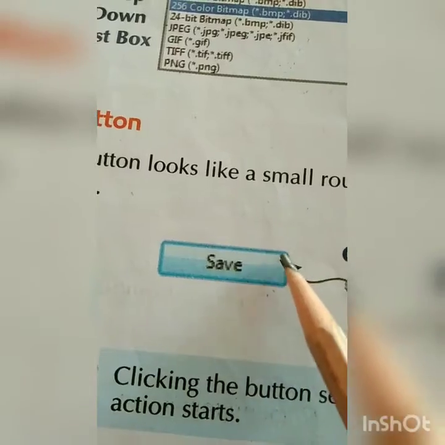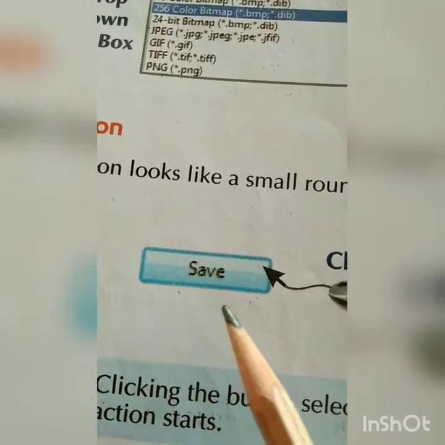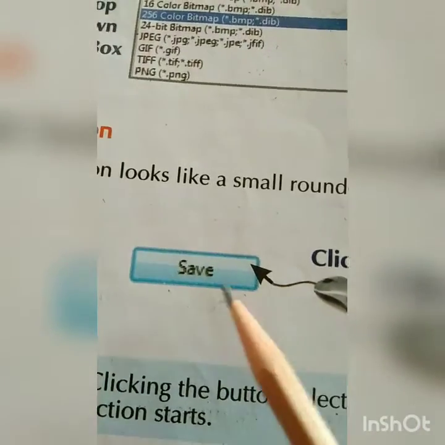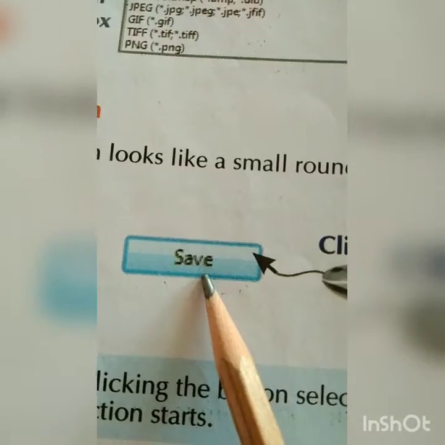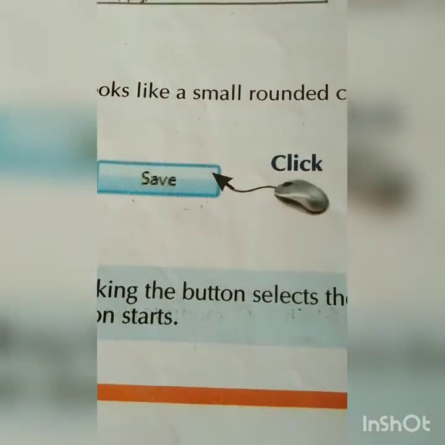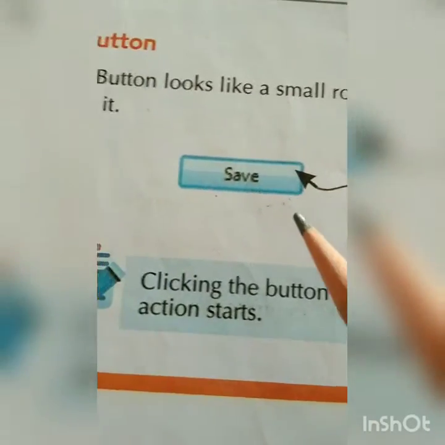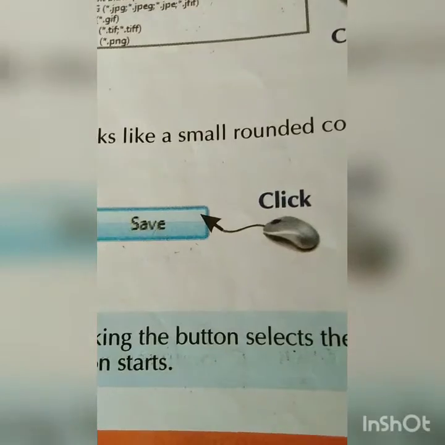This is a rectangle with rounded corners, so it is known as a rounded corner rectangle. The name of that button is also given by the title. For example, here it is given as Save. You just need to click it with the mouse, so it is known as the button. Now on the next page, page number 31.